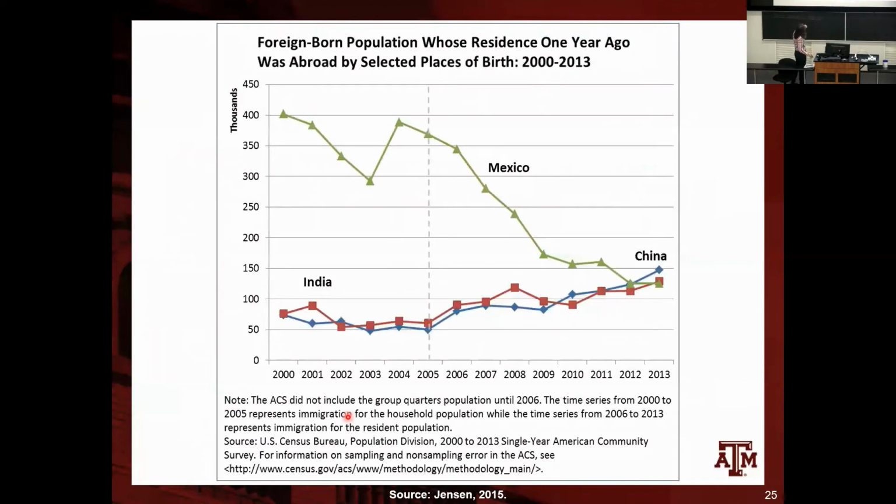And here's just to show immigrants. These are foreign-born people, people born outside of the US, from Mexico, from China, and from India. They're born outside of the US, and for each one of these years, from 2000 to 2013, from the American Community Survey, there is one question. In addition to where you were born, there is another question. Where were you 1 year ago?